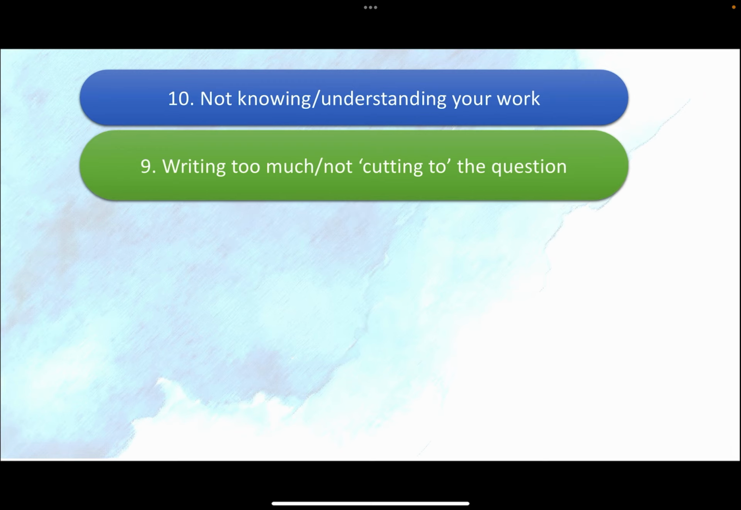Number 9, writing too much or not cutting to the question. This is not an English paper. This is a PE paper and you are well within your right to bullet point your answers apart from the extended 10 marker right at the end. In that, use the terminology, use the words that you think are going to get you that mark almost straight away in the sentences that you use. But at the same time, don't waffle on and on and on and regurgitate the same point thinking that you might get extra marks. You're not. It's not going to happen.